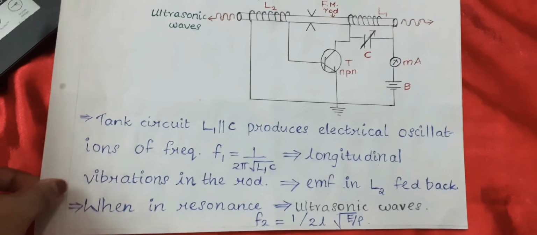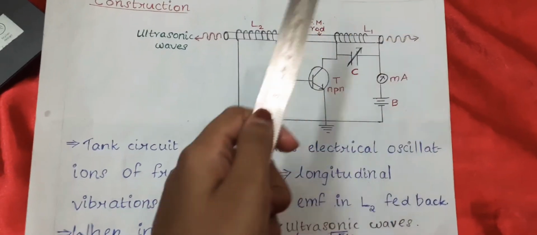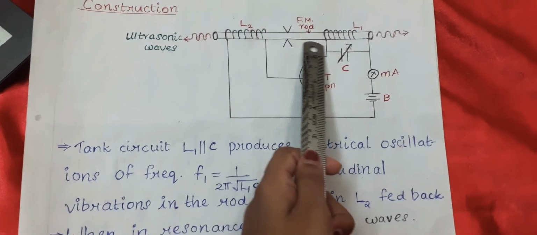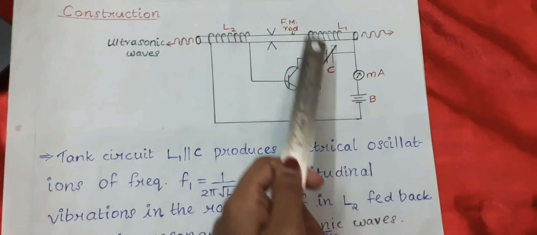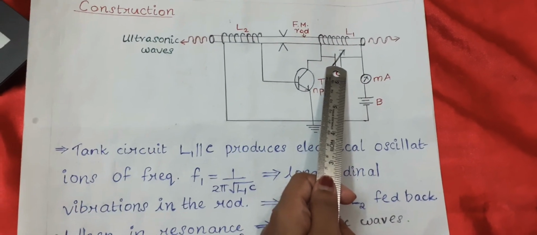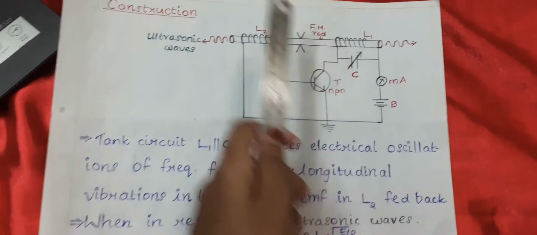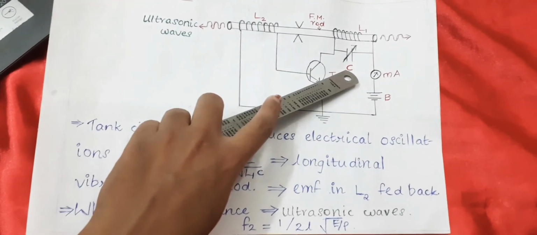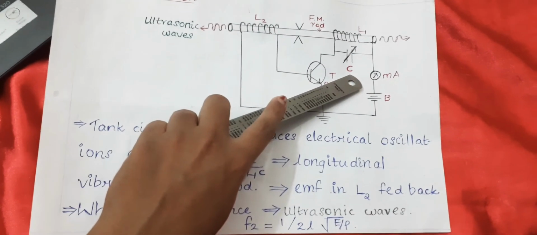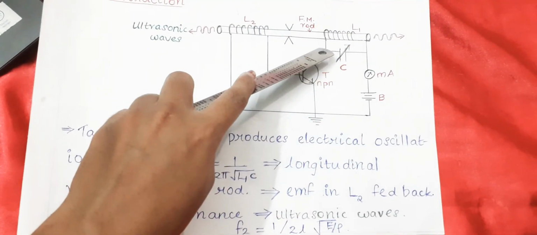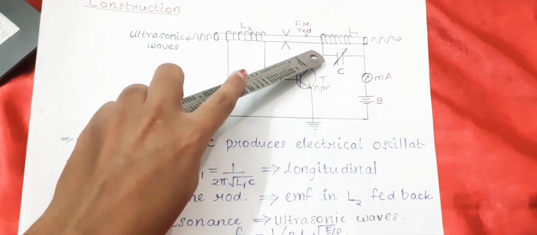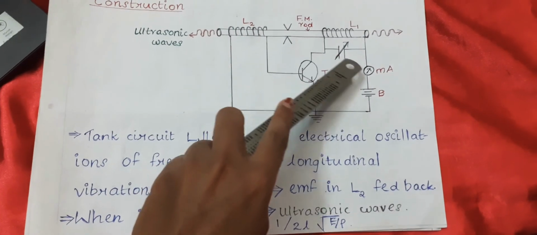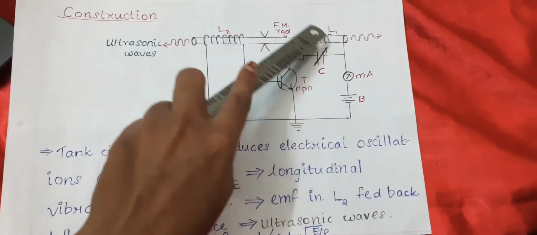Now, the current through the tank circuit should be so adjusted that the natural frequency of vibration of the rod becomes equal to the electrical oscillation frequency, then only resonance will happen. So, for that we can adjust the value of capacitance. By varying the value of capacitance, you can adjust the current through the tank circuit. At one particular value of current, you can see that the natural frequency of vibration of the rod will become equal to the electrical oscillation frequency of the tank circuit.